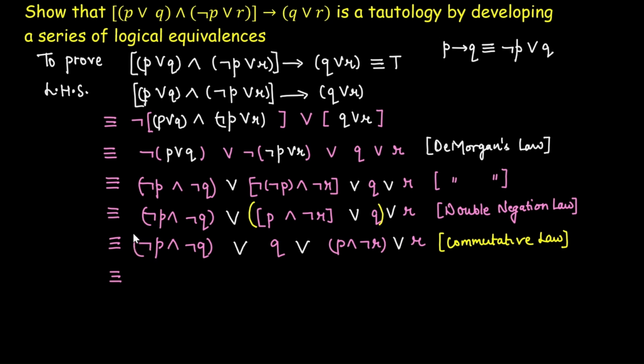In the next step, we can use the distribution law, first two propositions and third, fourth propositions. So here we can write negation P or Q.